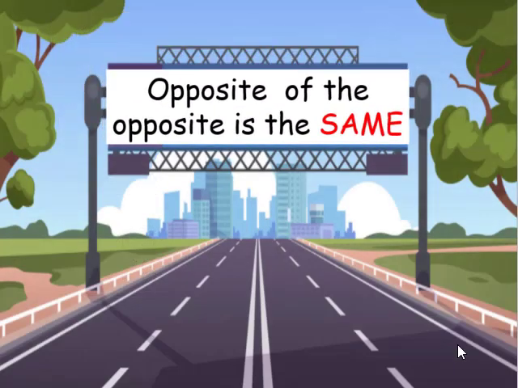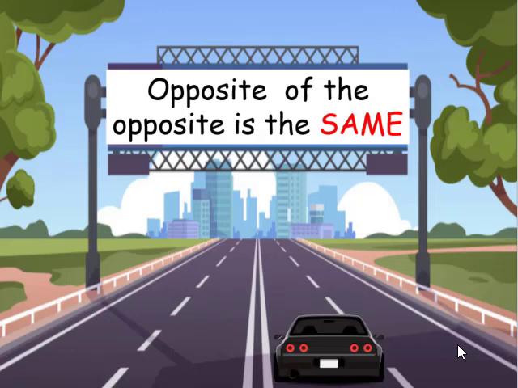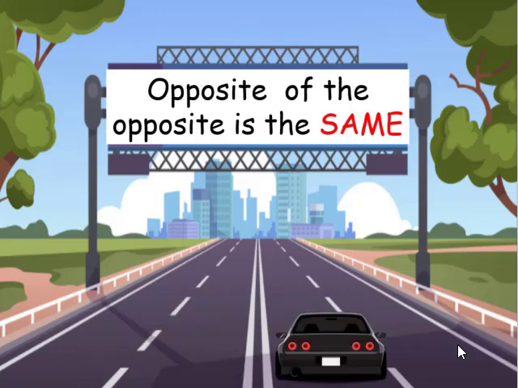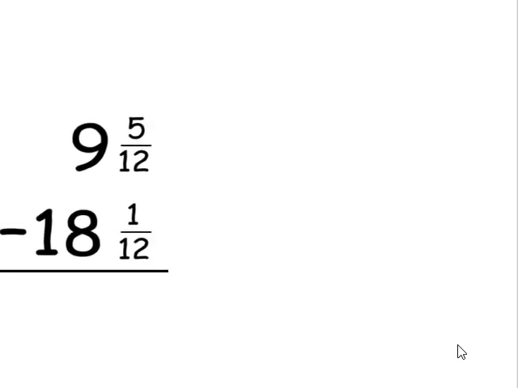The opposite of the opposite is the same. Say we have a car on the right side and we want it to be on the opposite side. So the opposite side would be on this side of the road. And then the opposite of this side of the road is right back to where we began. So remember, the opposite of the opposite is the same. Let's use this property when we are subtracting fractions.